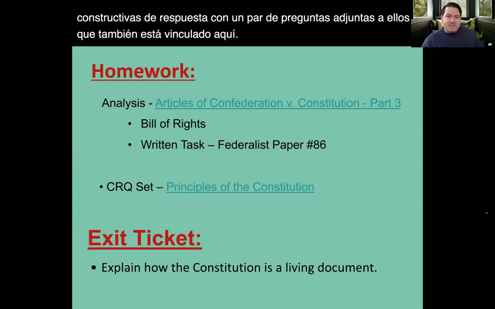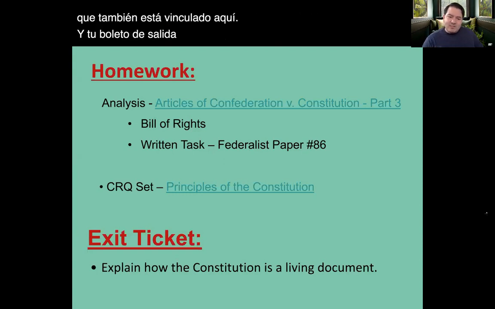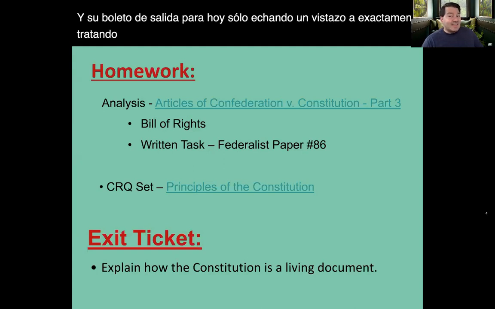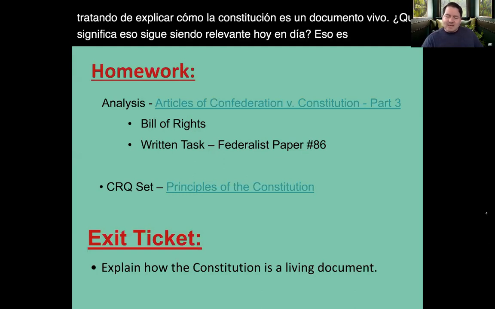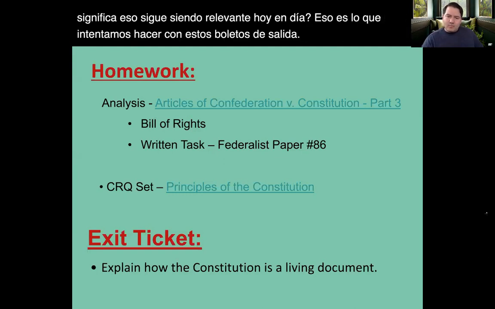And your exit ticket for today, just taking a look at trying to explain how the Constitution is a living document. What does that mean? Is it still relevant today? That's what we try to do with these exit tickets. What does it mean that the Constitution is a living document?